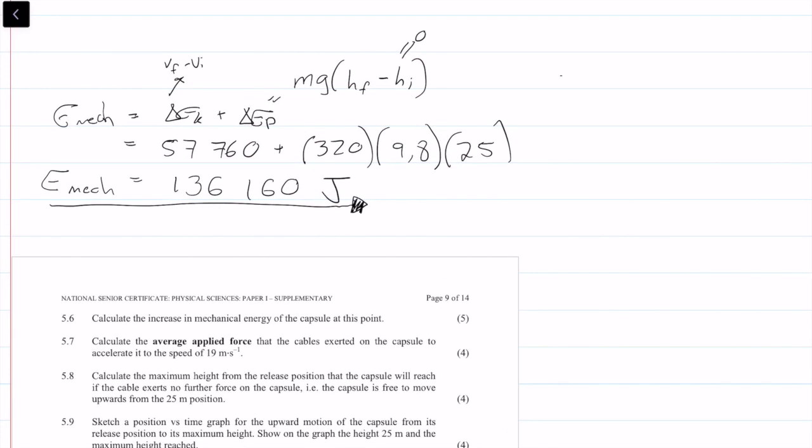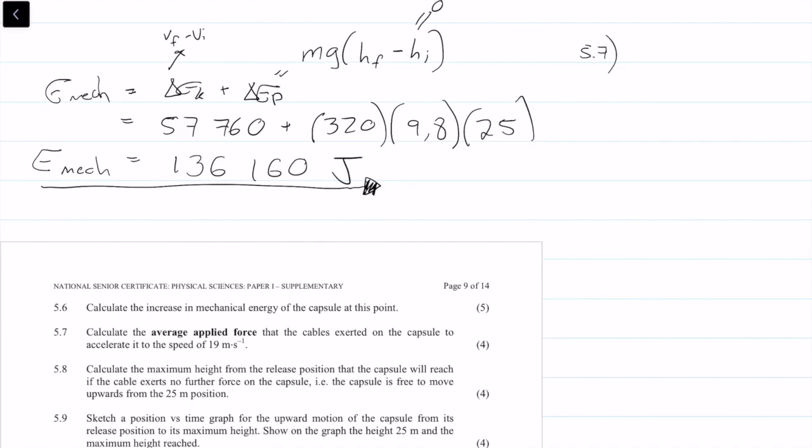Let's do it here. Okay, so question 5.7. Calculate the average applied force that the cables exert on the capsule to accelerate it to a speed of 19.16. So we want the average applied force. Okay, so what can we use here?